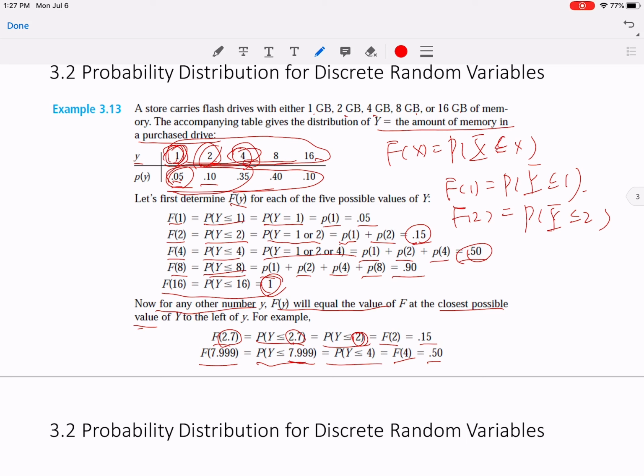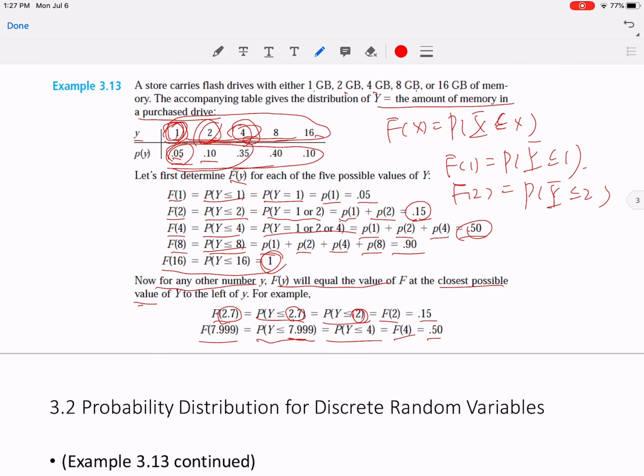Okay, so just always keep the idea in your mind that the CDF is the probability of an interval.